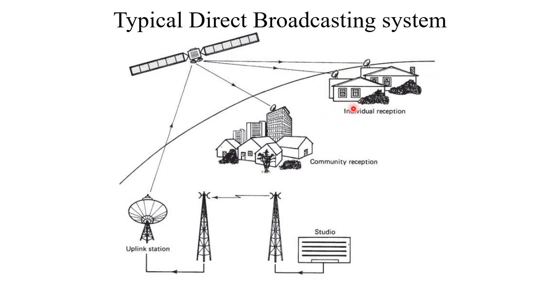So it may be individual reception in normal households, or it may be community reception. So one receiver will be there, and that receiver will receive the signal from the satellite and it will distribute over within that particular region. All the houses will be covered by this particular receiver. So this is a typical system.